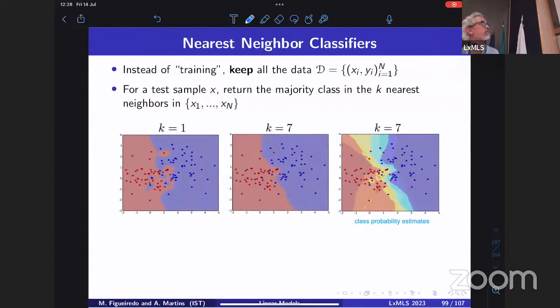So visually, it looks like this. If you have these blue and red training points, the regions that are painted in blue and pink are those where the nearest neighbor is from class blue or from class red. This is for k equals 1, k equals 7. What happens when we increase k is that you smooth the boundary. What is the underlying assumption? That nearby points are in the same class, essentially. That's all that's assumed. No other complicated assumptions.